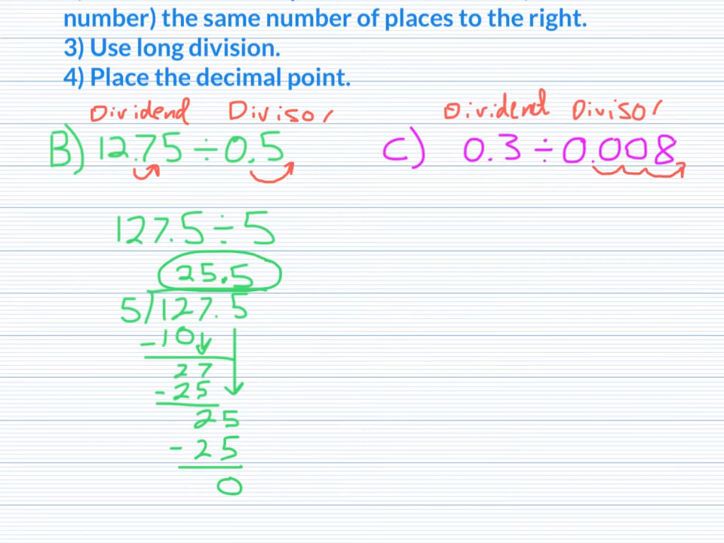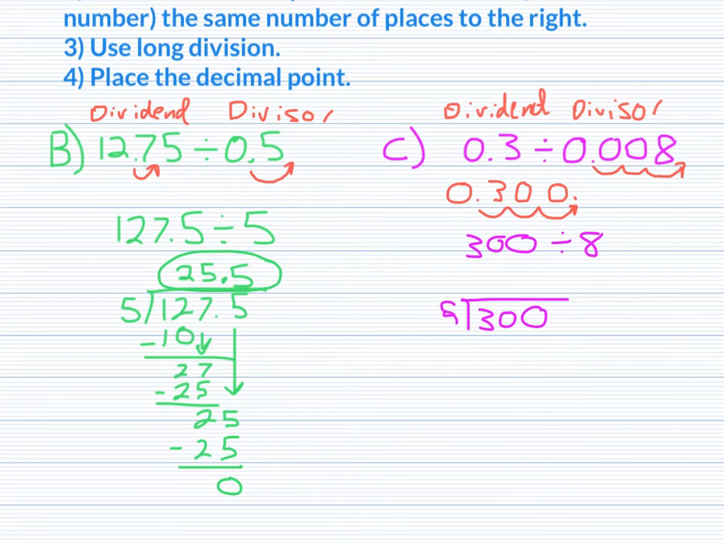I'm going to rewrite the dividend here, 0.3, and I have to move it over 1, 2, 3 places. So when I have these empty spaces here, I have to fill those in with zeros, so we end up having 300 is the number that we're dividing. So the problem that we're actually doing here is 300 divided by 8. So if I put that into my long division, 300 divided by 8, then I got to think, how many times does 8 go into 3?